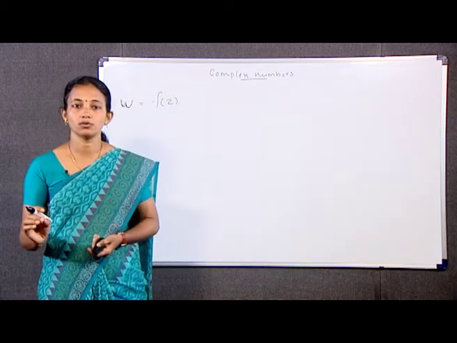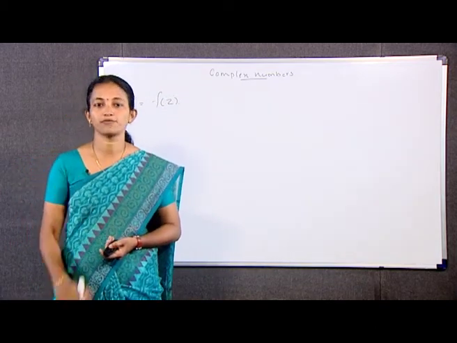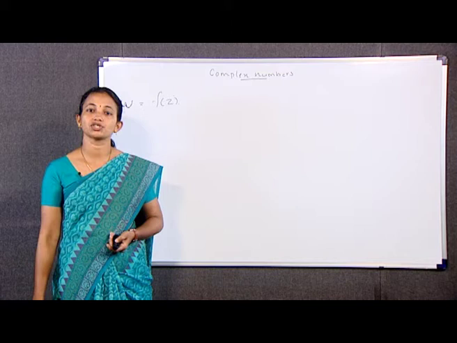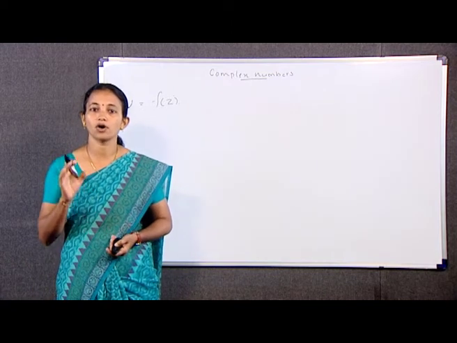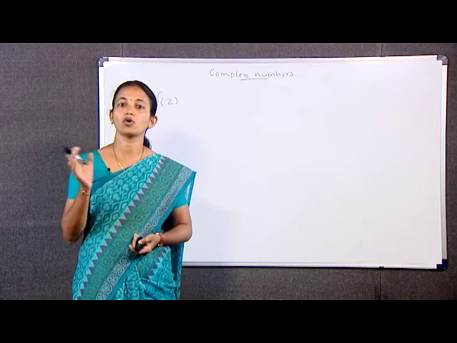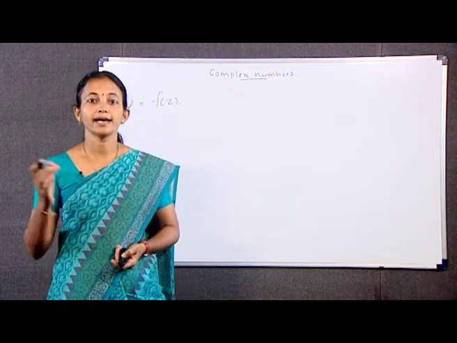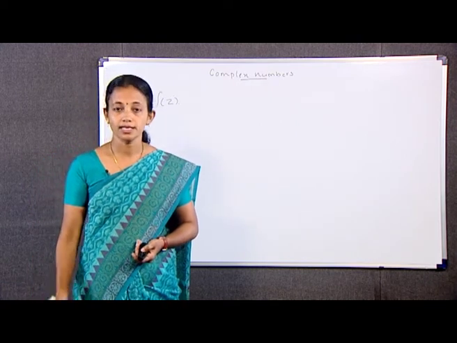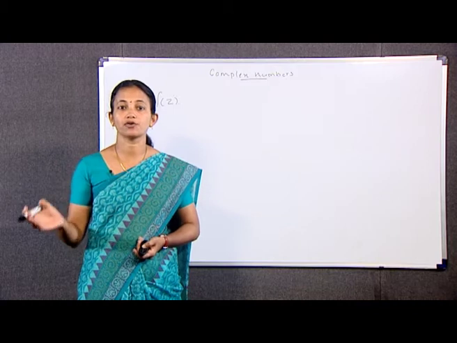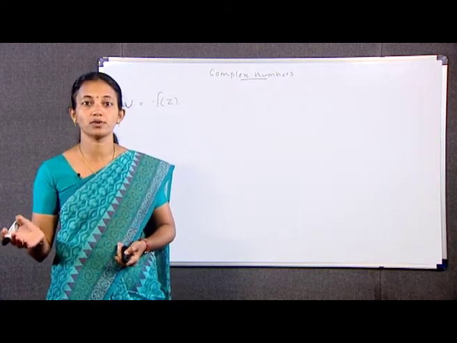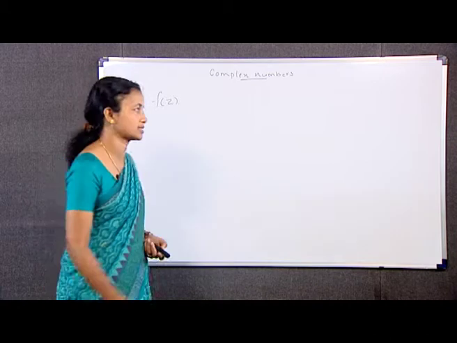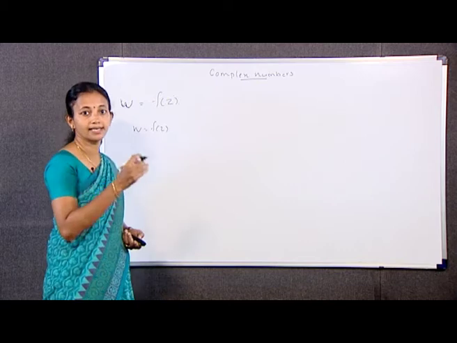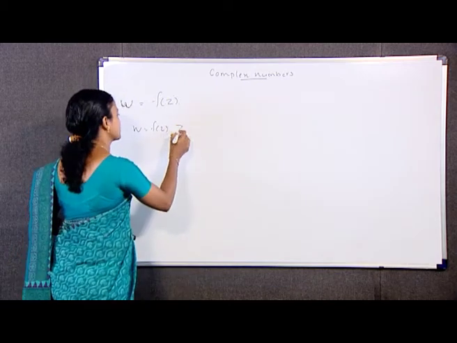A function is also called a mapping or transformation. The set S is called the domain of definition of the function f. The totality of all values f(z) corresponding to all points in S constitutes another set of complex numbers known as the range of the function f. That is, the range of f is the collection of w such that w is equal to f of z, where z belongs to S.